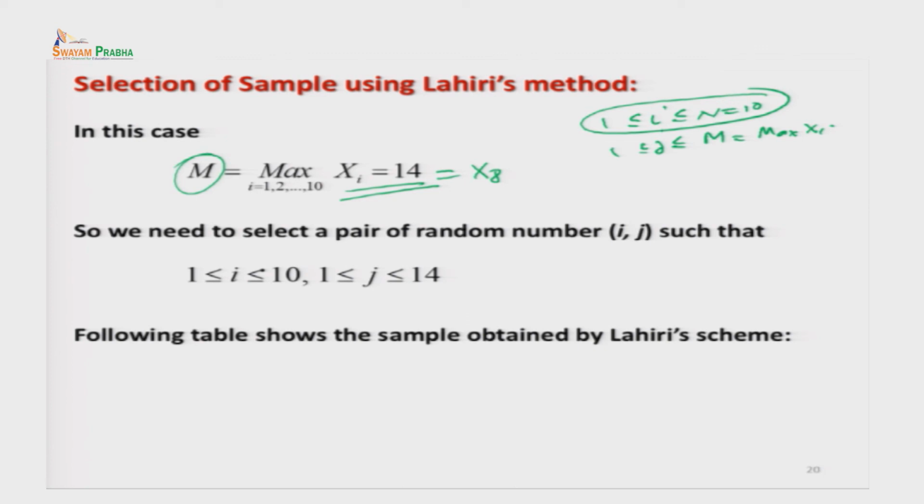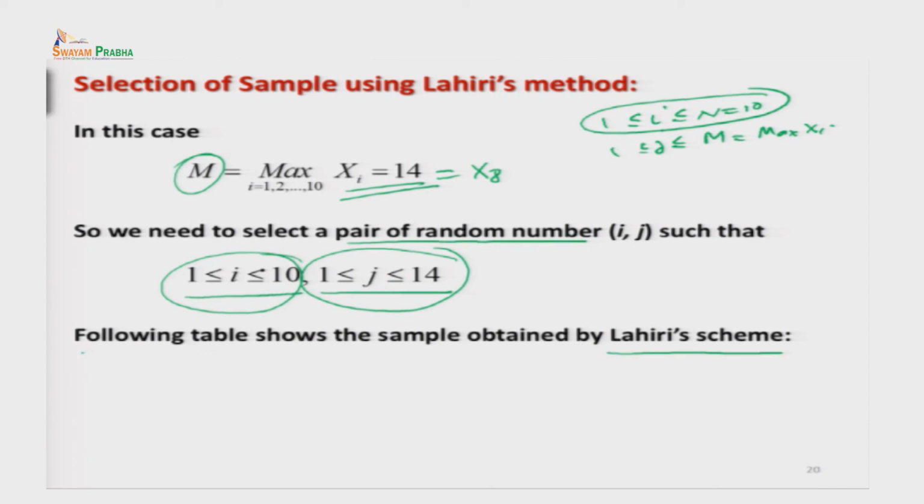Now I need to draw two random numbers, a pair of random numbers, such that i is lying between 1 and 10 and j is lying between 1 and 14. Well, I have to clarify one thing, that I am using the words pair of random numbers. Pair of random numbers means you have to draw two numbers, but you have to draw them one by one. First you draw a number between 1 and 10, and then you draw one more number between 1 and 14. Don't get confused that you have to draw both the numbers simultaneously. You have to draw them one by one, but they should be in a pair.